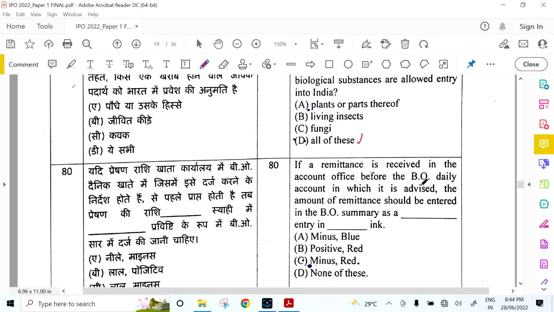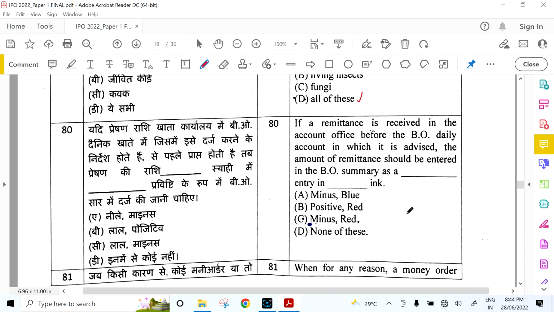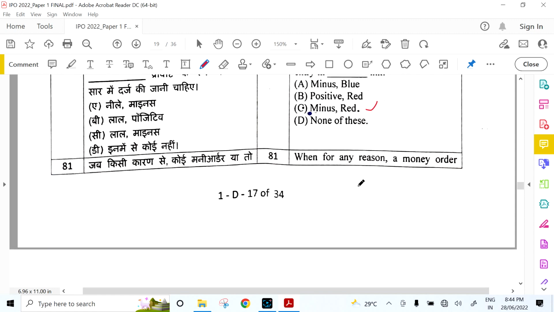And if the remittance is received in account office before the viewer daily account in which it is advised, the amount of remittance should be entered in viewer summary as an entry in dash ink. The answer is minus and red entry. The viewer summary should be minus here and it should be red here. This is as per rule volume 6 part 3 old one, in that you will find this one.